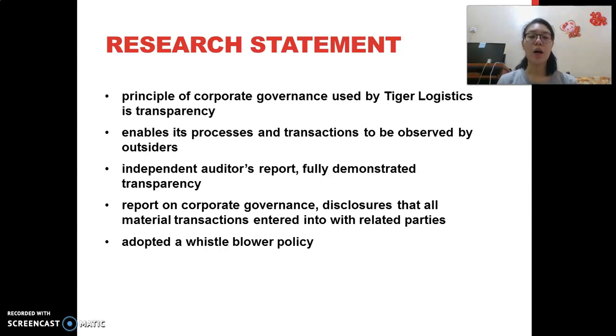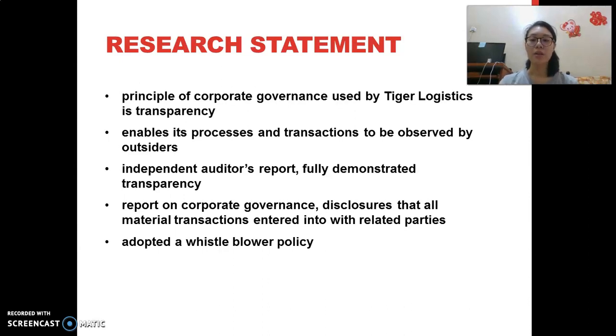Transparency is for outsiders to be able to make an analysis of the company. It enables its processes and transactions to be observed by outsiders. This company aims to achieve greater transparency by making adequate disclosures and enhancing the long-term economic value of its shareholders while giving equal respect to society.